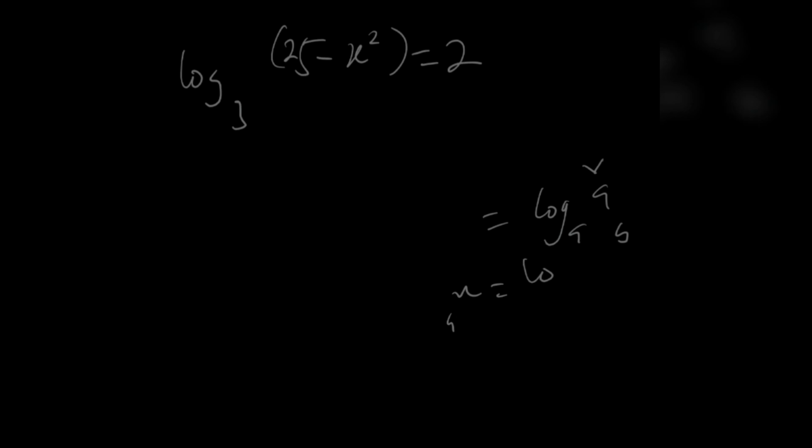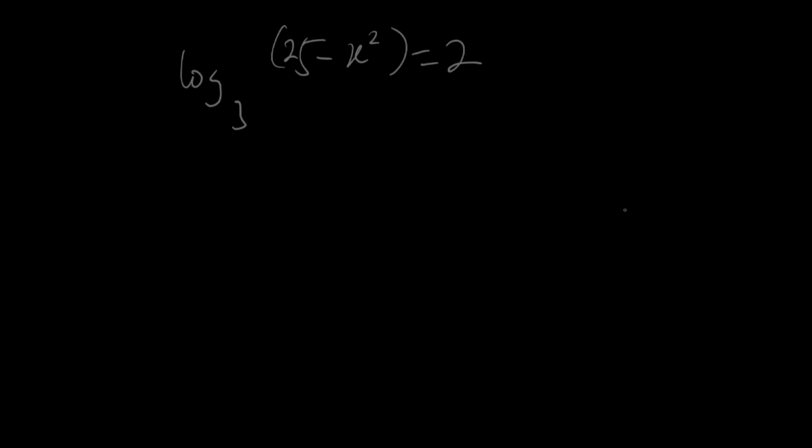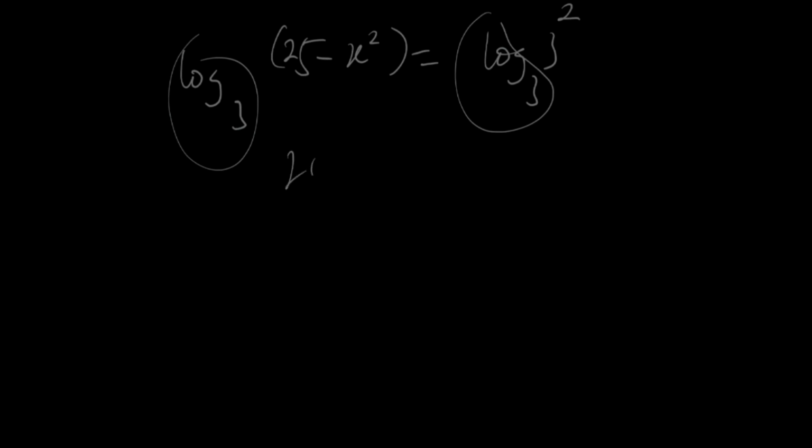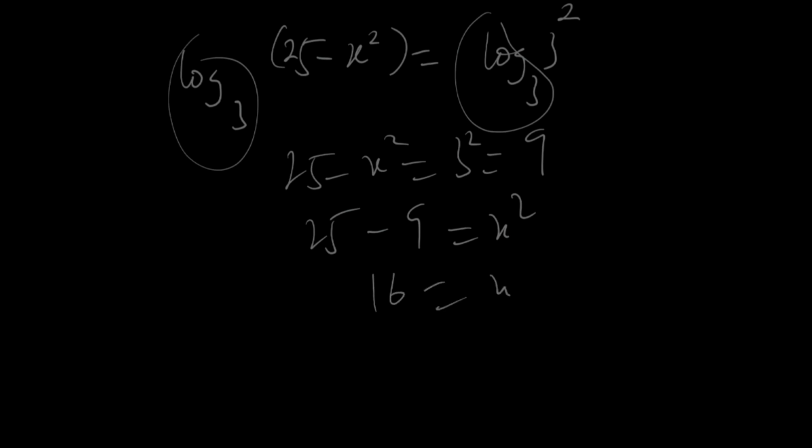So we are using the same approach. Either we write these two as this, then we move this to this side, giving us a 3 squared over here. Then we take the antilog on both sides. So we get 25 minus x squared equals 3 squared, which is 9. Then we get 25, move the 9 to this side, minus 9 equals x squared. Then we get 16 equals x squared, square root both sides. X equals plus or minus 4.